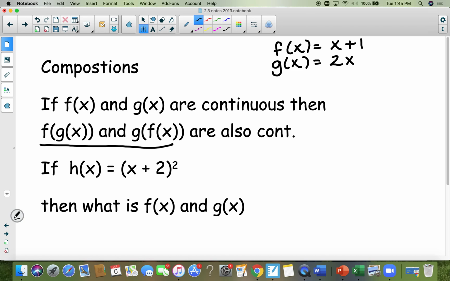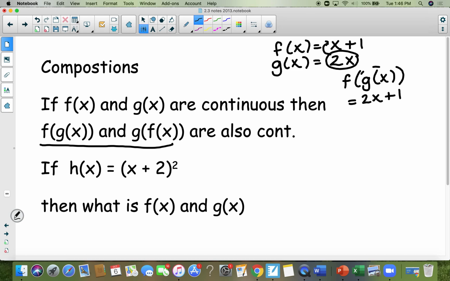We're going to just review what a composition is, and then we'll talk about what this is down here, which you've never done before. If I ask you to find f of g of x, this is called a composition. We're going to find the derivative of this later, which is kind of fun in another section, but that means you take g of x, which is all of that, and you replace the x in f of x with 2x. That's called a composition. So what is f of g of x? It equals 2x plus 1.